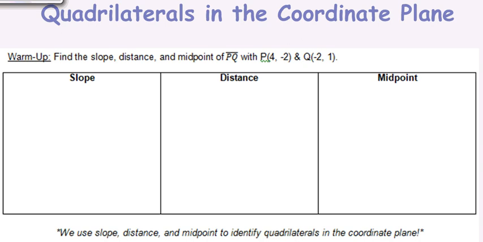So at this moment, I'd like you to take some time and see if you can figure out what the slope, distance, and midpoint are of the points PQ, where P is (4, -2) and Q is (-2, 1). So I would like you to please pause the video and go ahead and fill out what you know and then see if it matches what I have on the board as well.